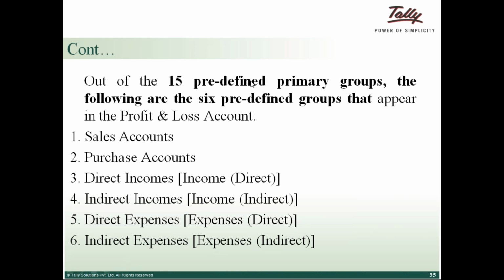Out of the 15 predefined primary groups, the following are 6 predefined groups that appear in the profit and loss account. The total number of predefined groups is 15. Out of the 15, 9 are related to the balance sheet and 6 are related to the profit and loss account. The groups are sales account, purchase account, direct incomes, indirect incomes, direct expenses, and indirect expenses. Another name you can also see in the bracket: income direct, income indirect, expenses direct, expenses indirect.